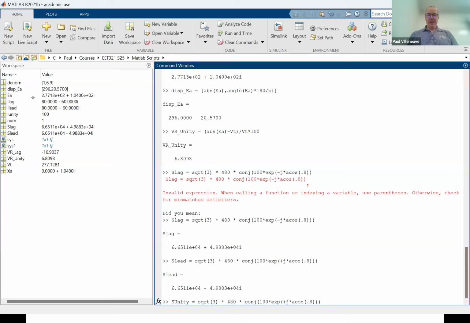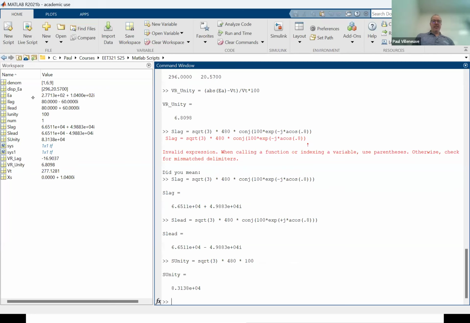And then all I need to do here is take this out and then just make it 100, because the conjugate of 100 at an angle of 0 is 100. So that's 83 kW with 0 kvar. All right. So those are the real and reactive powers for the load.